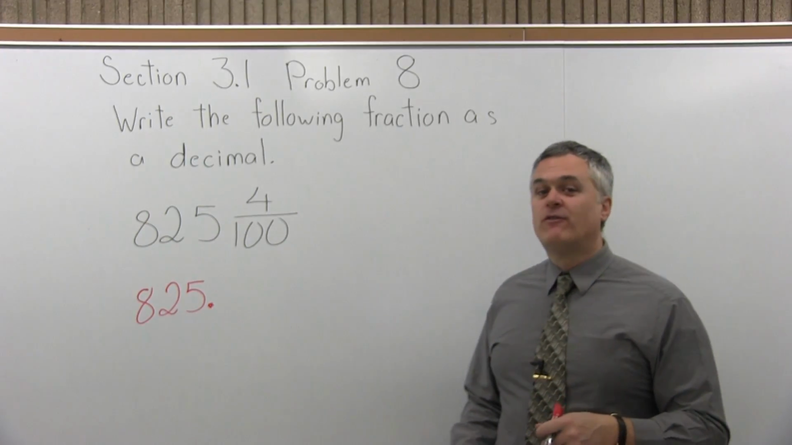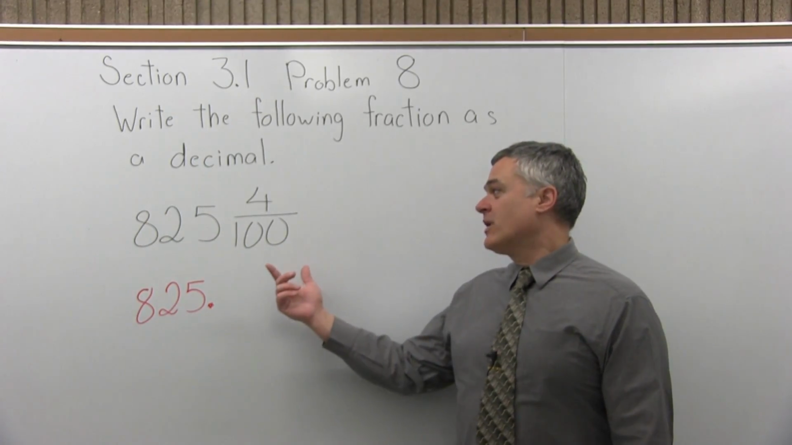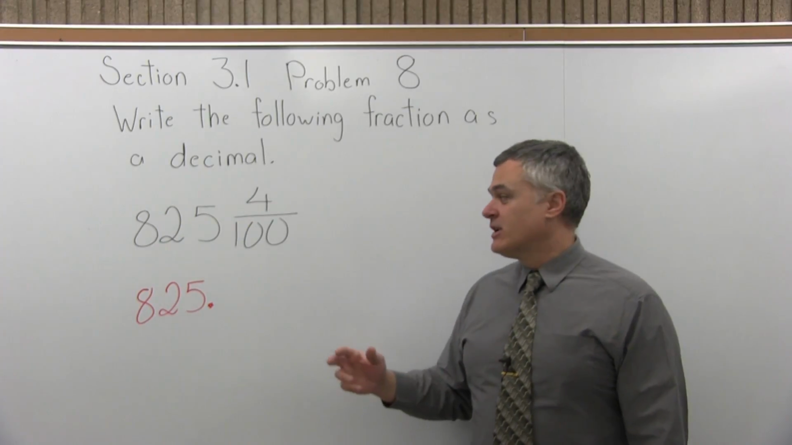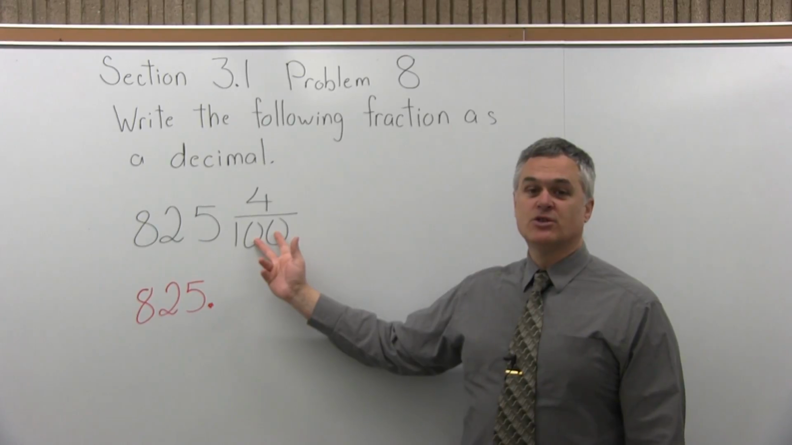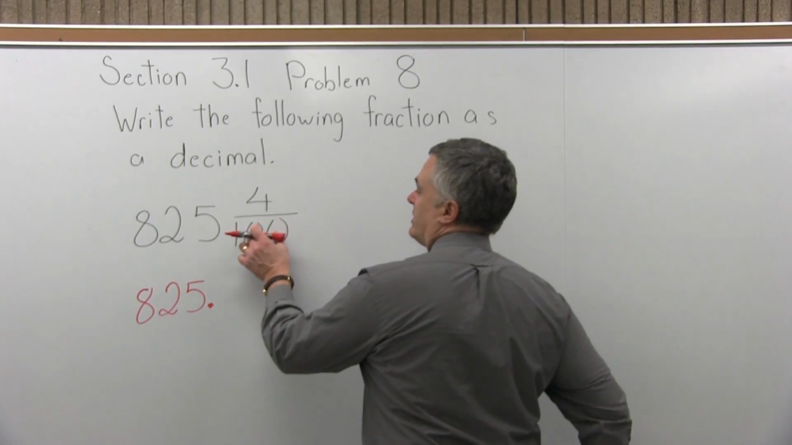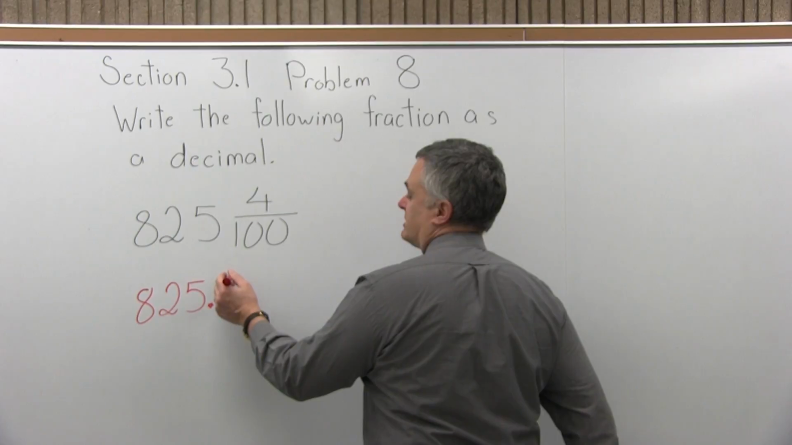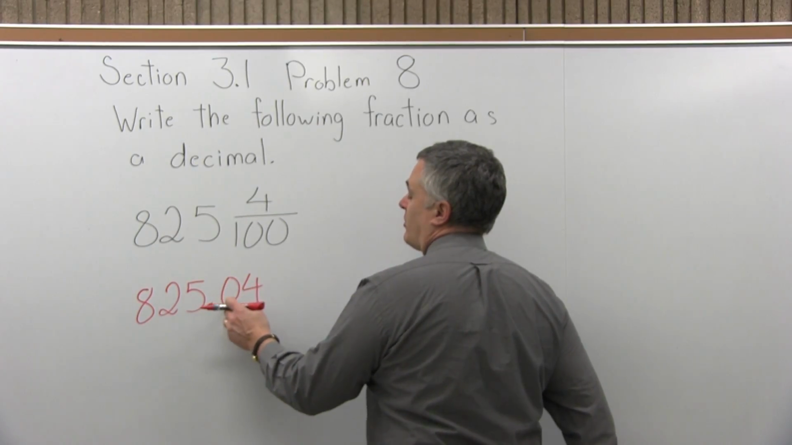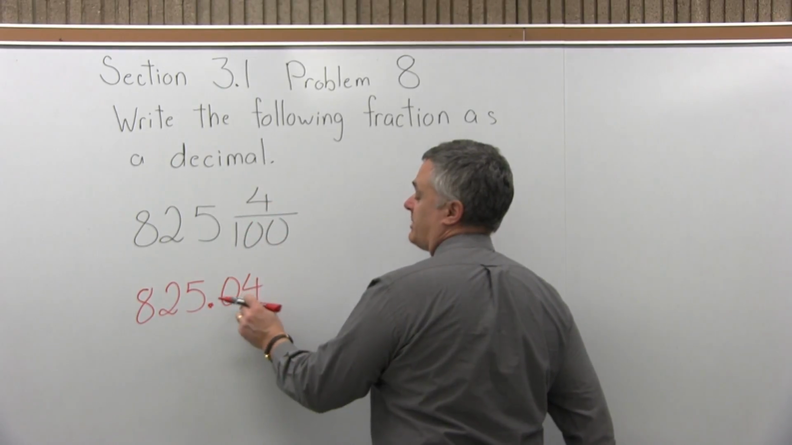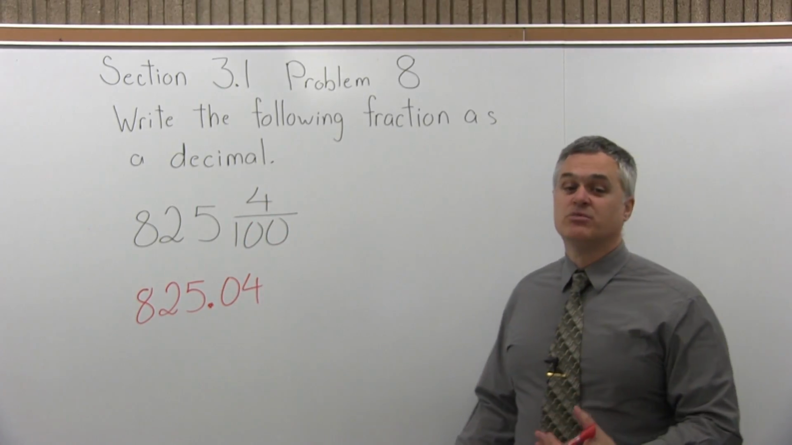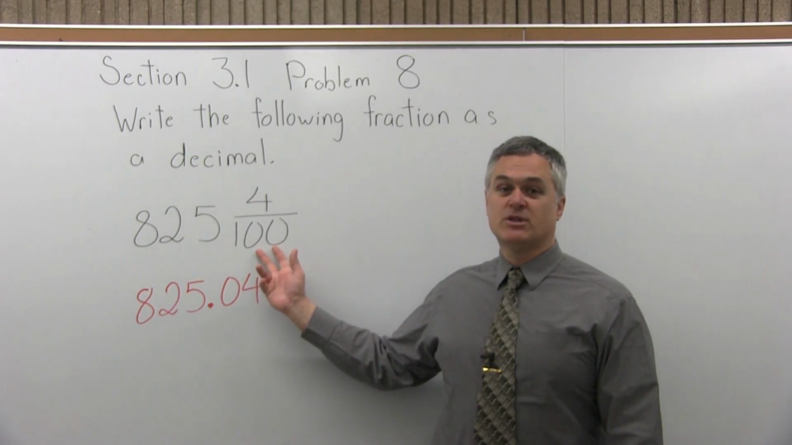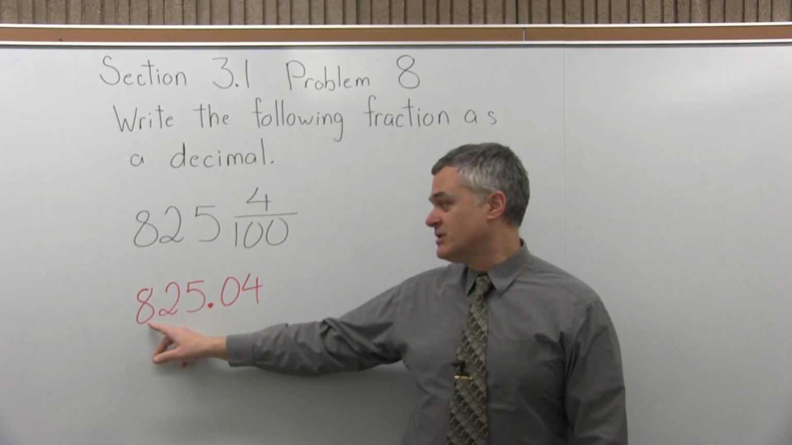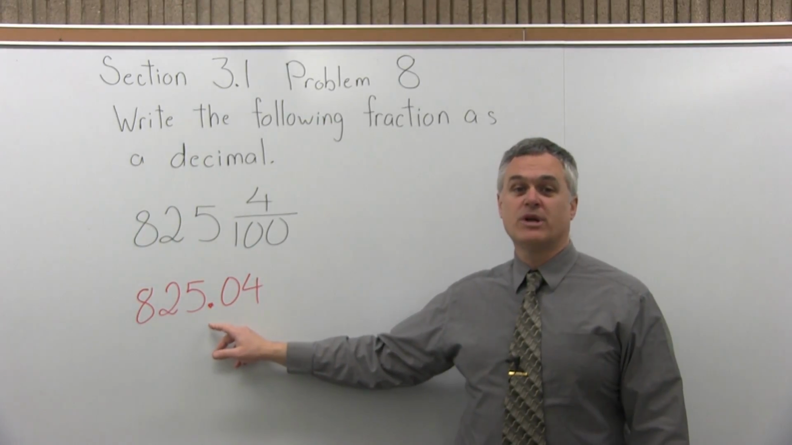After the decimal, we'll have a 4, but we have to write the 4 with an extra 0 in front of it. You should have as many places after the decimal as there are zeros in the denominator of the fraction. The 100 in the denominator has 2 zeros, so we should have 2 places after the decimal. So if I write 0.04, so I have the 4 from the denominator, but with a 0 in front, I now have 2 places after the decimal to give me the same number as how many zeros I have in the denominator of the fraction. So my final answer is 825.04.